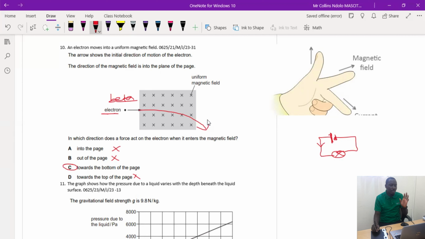This applies to beta particles. This applies to any negatively charged electrons. If it is a positively charged electron, of course, we have positively charged electrons, you'll be able to realize that in year 12, which are called positrons. But for now, let's just stick to what we know. So if there's any positively charged particle, it will be in the same direction as this.